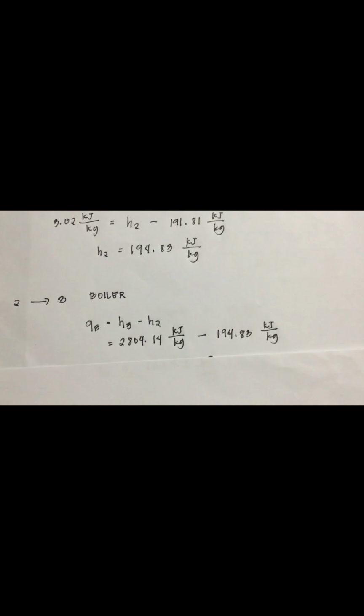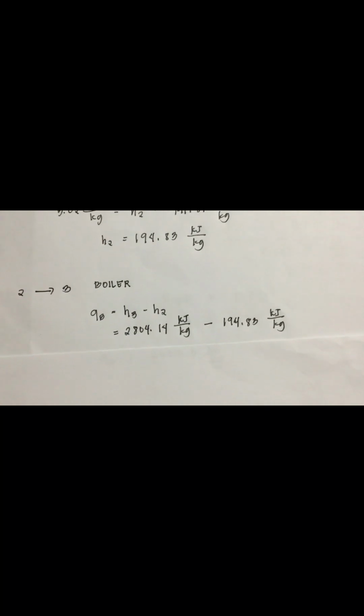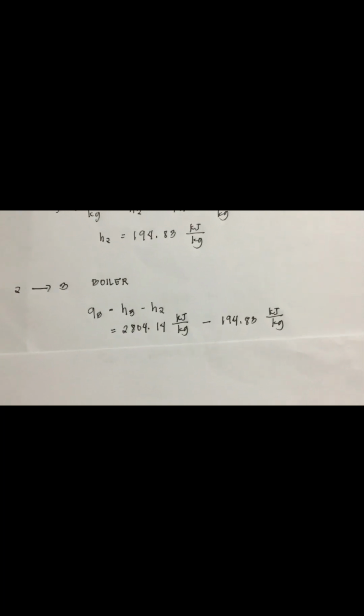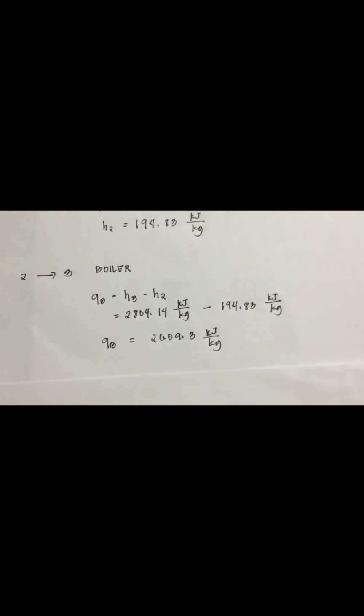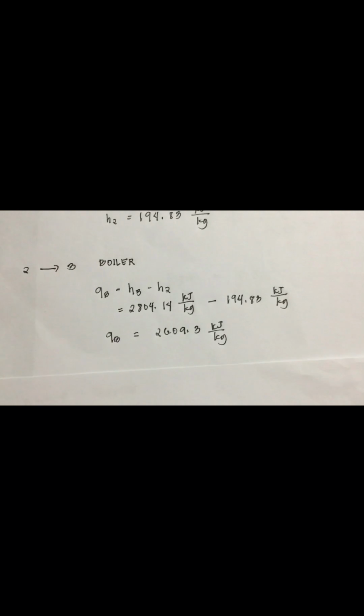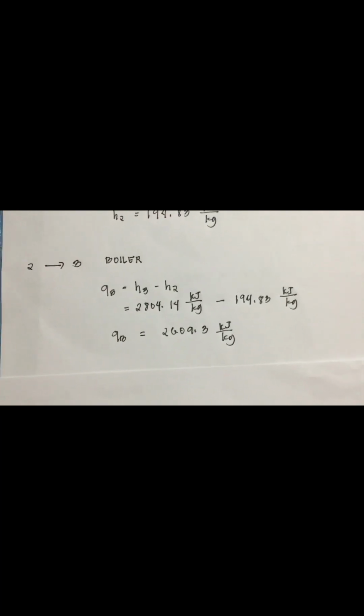So for process 2-3, which is the constant pressure heat addition in a boiler, we just need to find the heat transfer in the boiler. We have an equation, enthalpy 3 minus enthalpy 2. In our property table, we have given 2804.14 kilojoules per kilogram minus our H2, which is 194.83 kilojoules per kilogram. So our heat transfer in the boiler is equal to 2609.3 kilojoules per kilogram.